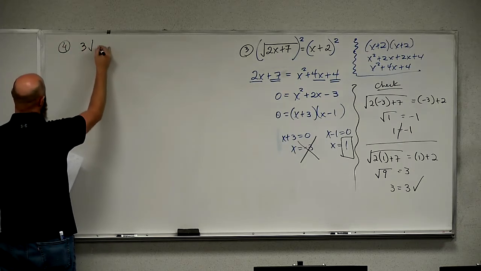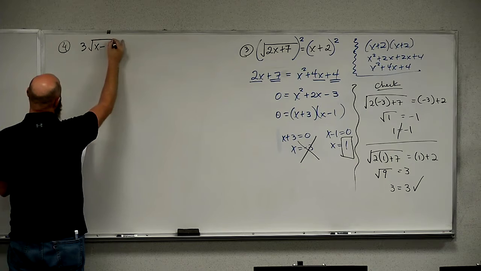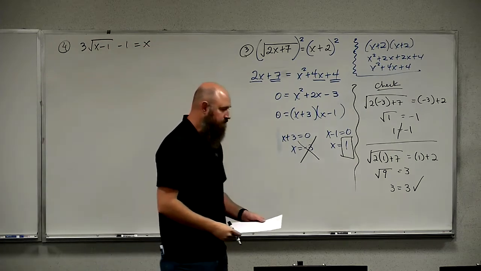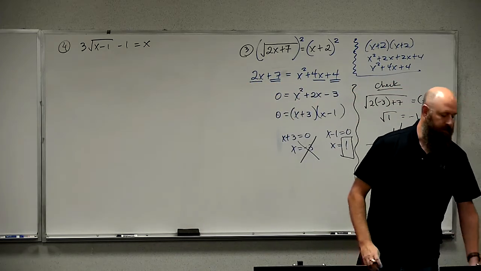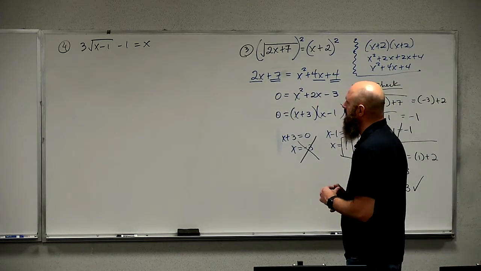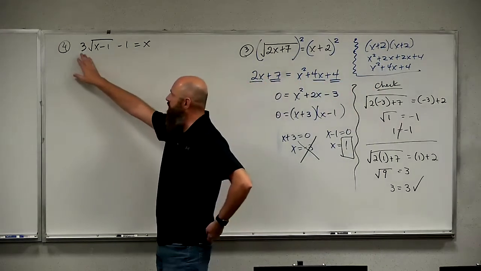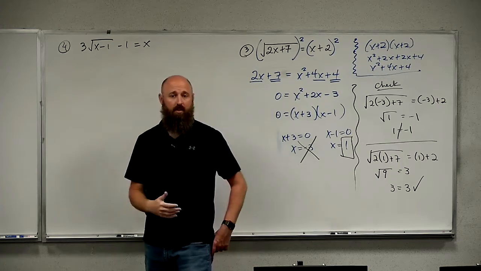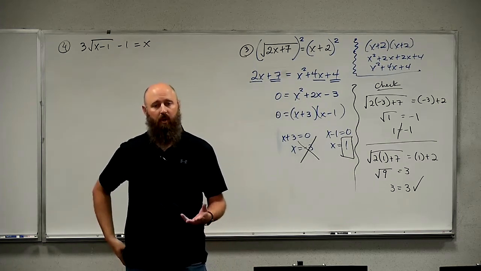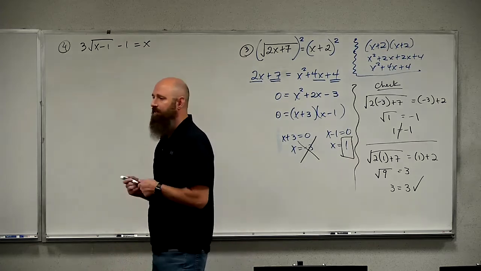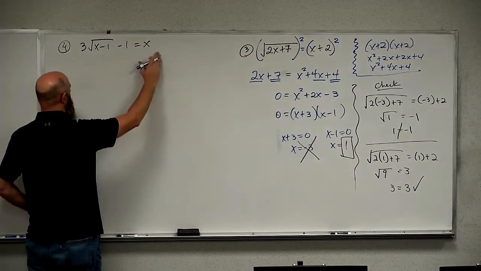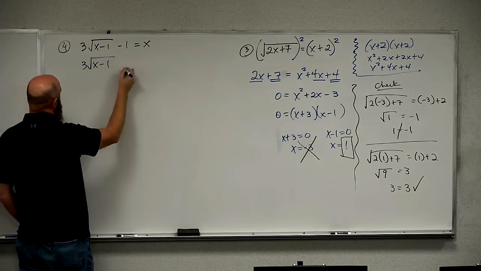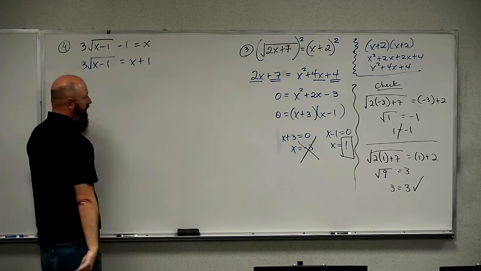All right, next one. 3 times the square root of x minus 1, minus 1 equals x. So here we can see now we have some multiplication, but we don't care about that. But we do have a subtraction here. So we don't like those. So anytime that we have that type of thing going on, we need to move that over and get it off of that radical. And so we're going to add this 1 over to the x. So now we're going to have 3 square root of x minus 1 equals x plus 1.